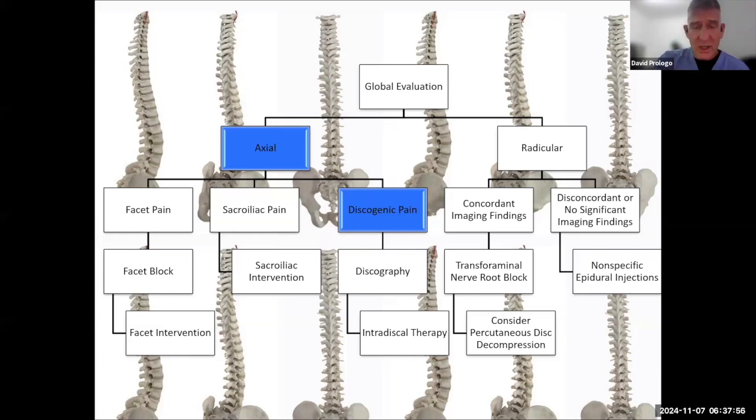Now, discogenic pain. This is something that we've seen here, it's one of the things that can contribute to axial back pain. In the past, this is an old slide, we would go down this route of potentially doing discography and then some sort of intradiscal therapy, like there was something called nucleoplasty. There were people who injected ozone therapy and all sorts of things, none of which seemed to have any real effect. But discogenic pain is still a contributor to axial back pain, and we have to consider it.